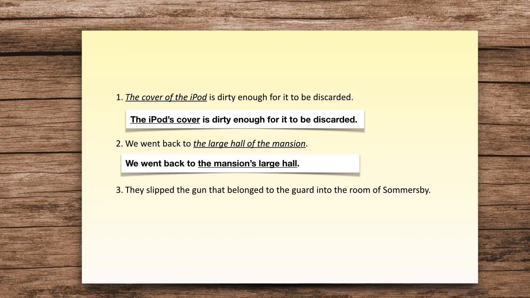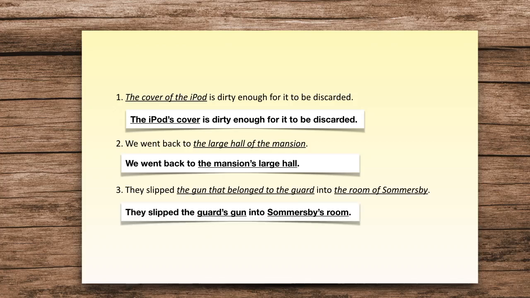Alright. Now, in this third sentence, we have two contenders. We have the gun that belonged to the guard and the room of Somersby. So the same rule applies over here. You're talking about a gun that is owned by a guard. So owner, the guard first, then an apostrophe, then an S, and then the gun. And the same applies to the room of Somersby. Somersby first, then an apostrophe, then an S, and then room. So the final answer would be they slipped the guard's gun into Somersby's room.